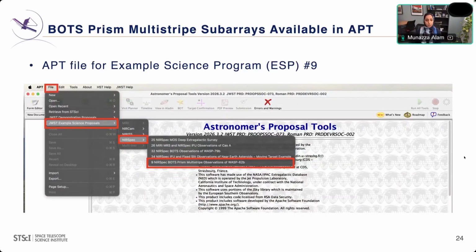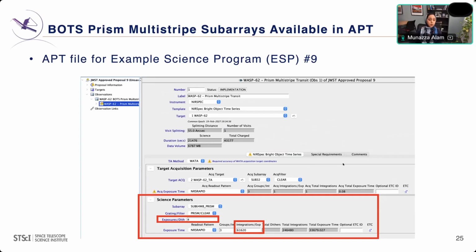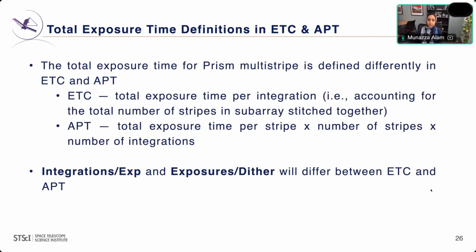One thing that I did want to point out, just to be aware of, is if you open this APT file and you look at the science parameters, you'll see that the exposures per dither and the integrations per exposure listed here do not match the example science program ETC workbook. And the reason for that is that there is a difference in the definition of the total exposure time for PRISM multi-stripe in ETC versus in APT.